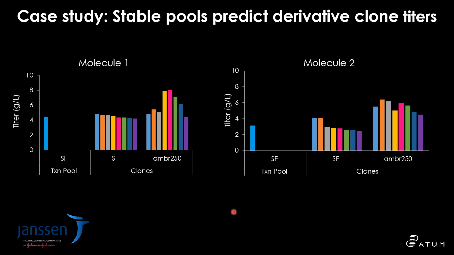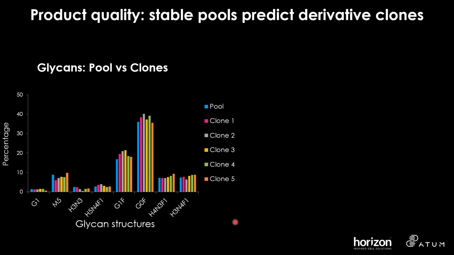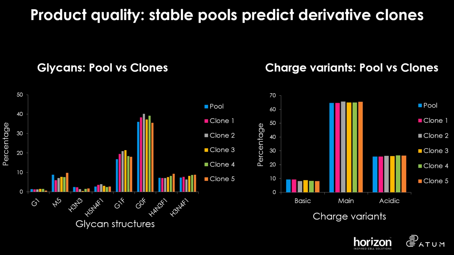But what I'd like you to take home is that not only are these pools predictive in terms of the titers that they can generate, but also the product quality. In this case, we're looking at glycan profile from pools as well as clones, and you can see highly similar glycan profiles between the pools and the clones, as well as the charge variance. Again, pools and 5 clones derived therefrom.